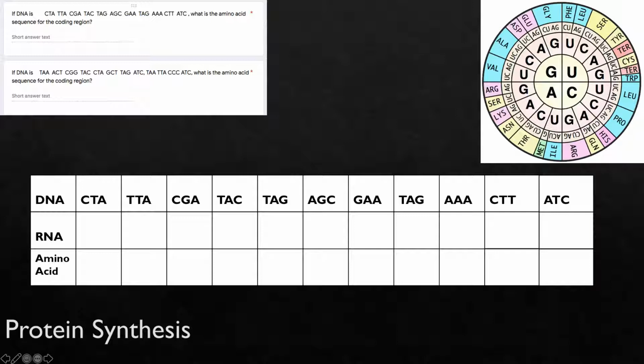The upper question says, if DNA is CTA, TTA, and so forth, what is the amino acid sequence for the coding region? The very first thing is we have to find the coding region, and that is where you start to code for an amino acid known as methionine. In order to find that, we have to transcribe the RNA first and then translate that into our amino acid. So let's get our pen going here.